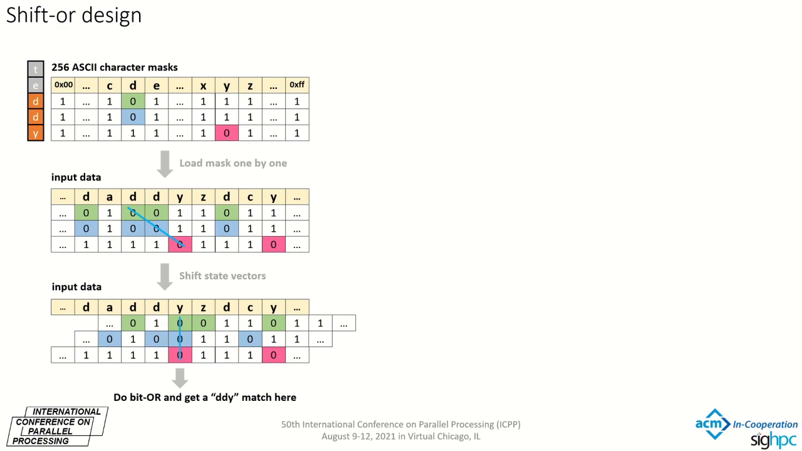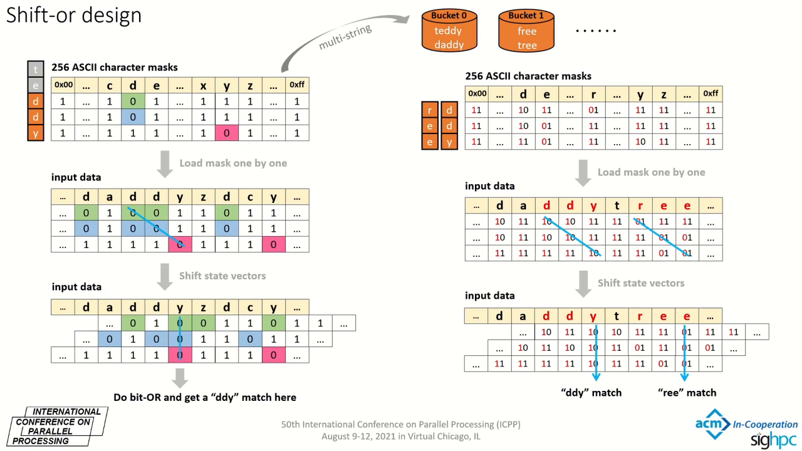Multi-string matching chooses the suffix strings from different buckets. Therefore, only one bit needs to be added to mark. For example, we add a string IEE. The black number indicates the mark of DDY, and the red number indicates the mark of IEE. Then we also load masks one by one and shift the state vector to get a match. Overall, it can be considered that matching more strings only needs to increase the number of bits.